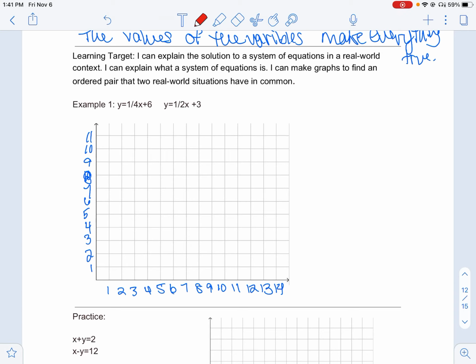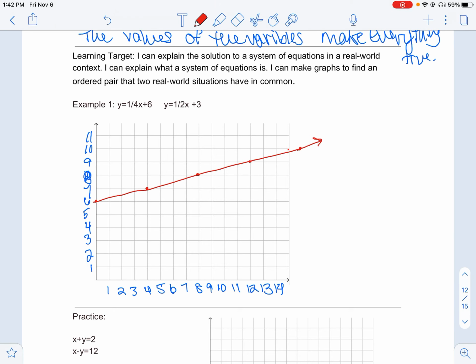The first one is positive 6, so that means it starts at 6. Okay, it starts here, and then it goes up 1 and over 4. So then up 1 and over 4. Up 1 over 4 would be off the grid, it would be over here.